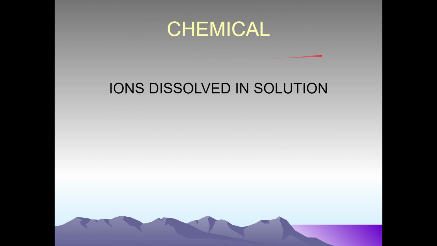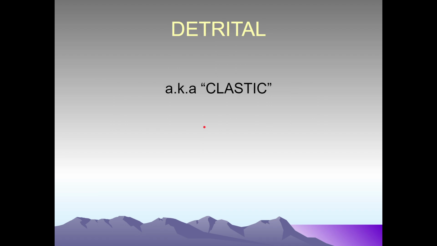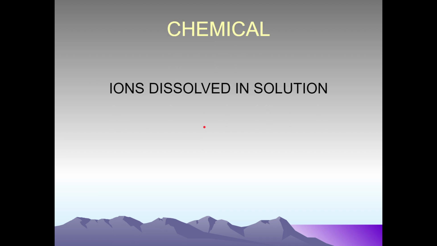It's not just salt that does this. Something called calcium carbonate does this, and that's what a lot of little seashells are made out of. It's what coral is made out of. It's what limestone's made out of. So we've got the chunky stuff called detrital sedimentary rocks, and we've got chemical sedimentary rocks.